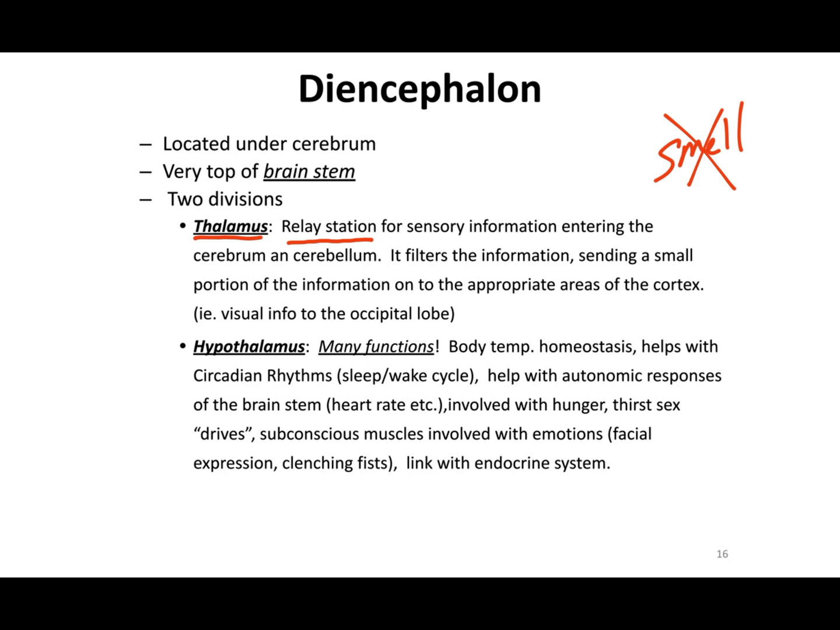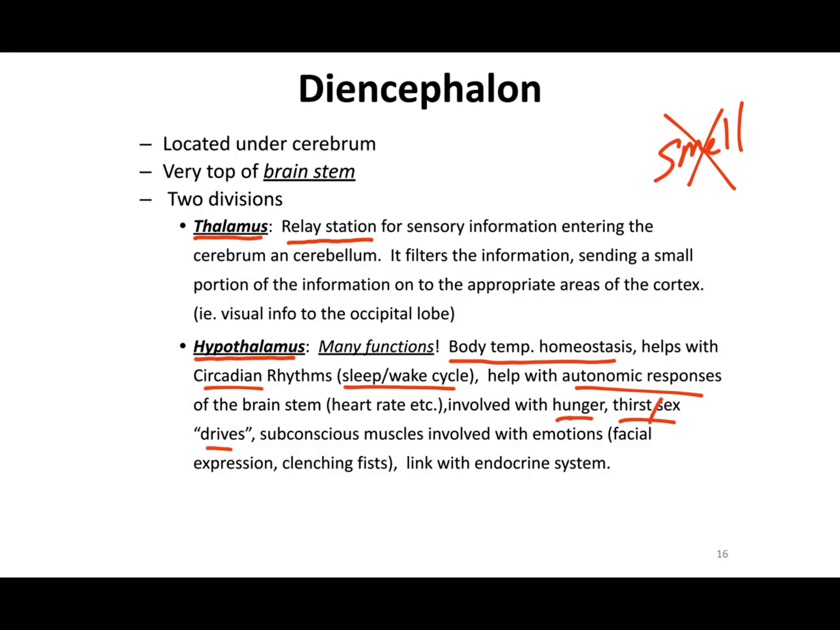Okay, and then the hypothalamus does tons of things. We learned about it with body temperature homeostasis earlier in the year. It's part of our sleep-wake cycle, which is often referred to as circadian rhythms. It's a lot of the autonomic responses, which is the very last thing we're going to talk about. Also things like hunger and thirst and sex drives.